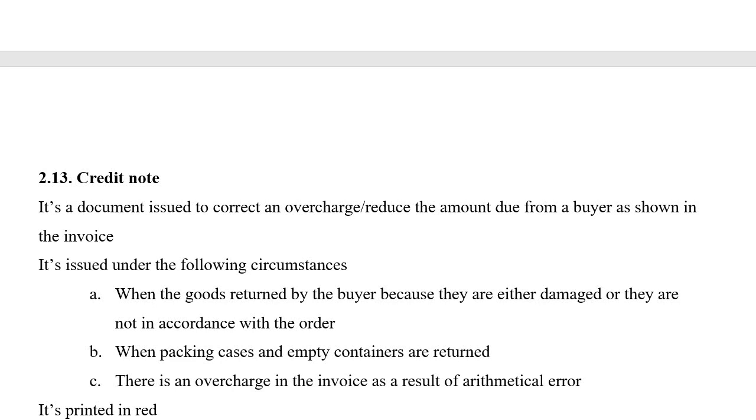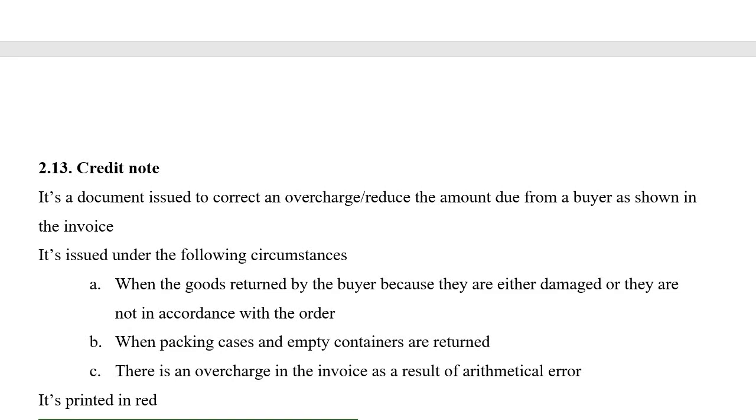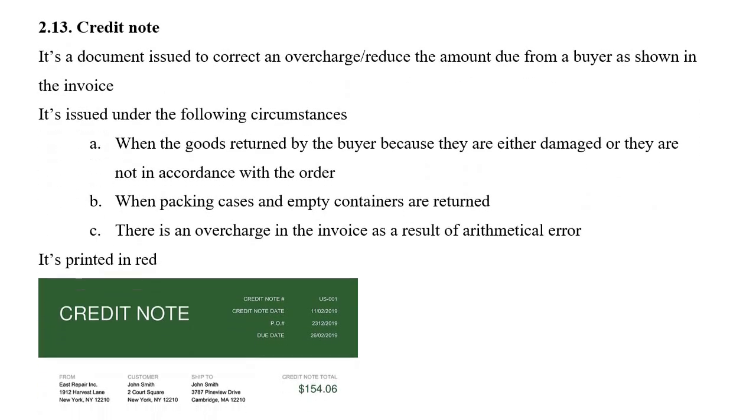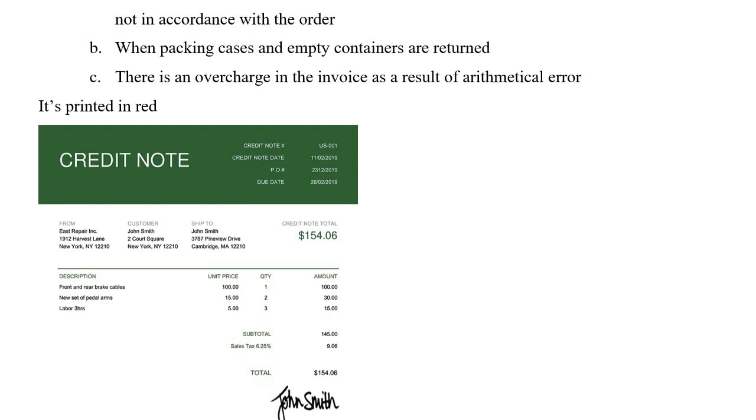In most cases, it is issued under the following circumstances. First, when the goods are returned by the buyer because they are either damaged or not in accordance with the order. Also when packing cases and empty containers are returned. Thirdly, when there is an overcharge in the invoice as a result of an arithmetical error. So let's see what a credit note looks like.